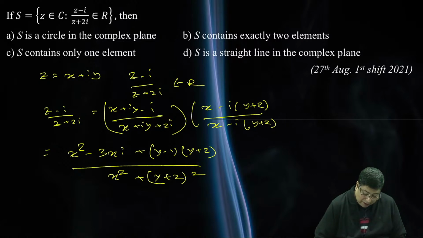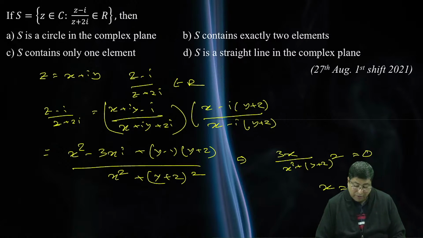So we can see the imaginary part is 3x by (x square plus (y plus 2) whole square) equal to 0. So we can say x equal to 0. x equal to 0 means it is a straight line, and we know it is the y-axis. So option D is the right option. Next sum.